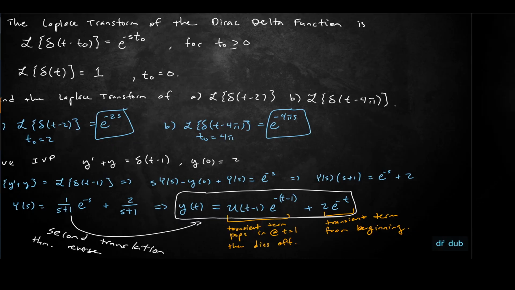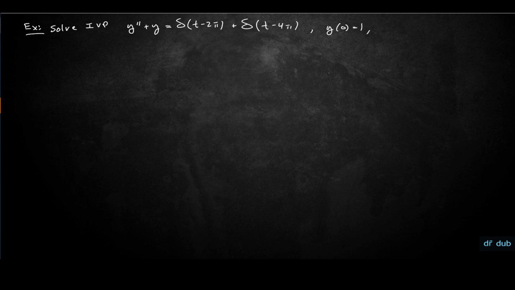All right, let's look at another example. Solve the IVP: y double prime plus y equals delta of t minus 2 pi plus delta of t minus 4 pi. Initial conditions are y of 0 equals 1 and y prime of 0 equals 0.